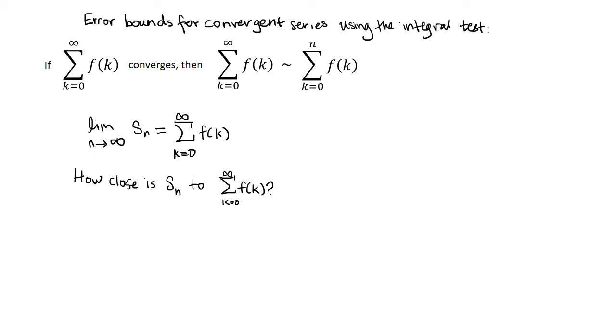All right, so one way we can approach this is to say, okay, what does this sum look like? If we have the sum from k equals 0 to infinity of f of k, we can break this up into a finite sum, the sum Sn. So this is going to be the sum of the terms from 0 to n, plus the sum of a tail, starting at n plus 1 and heading off to infinity.